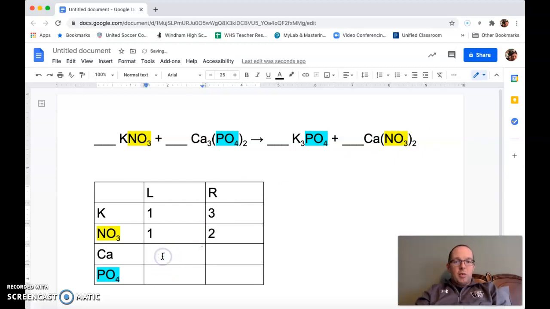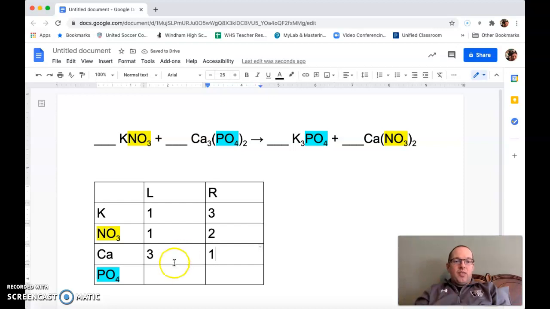So now we go to calcium. We start with 3 calcium atoms on the left because we have the subscript of 3. And over here, we have a subscript of nothing because there is no subscript. Sorry about that. And so we know that there is only 1 calcium atom on the right.